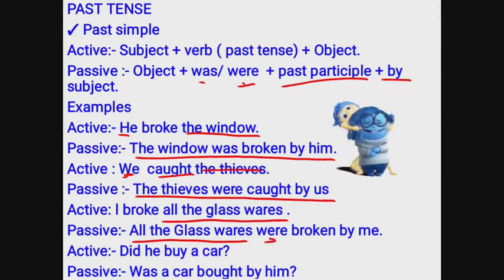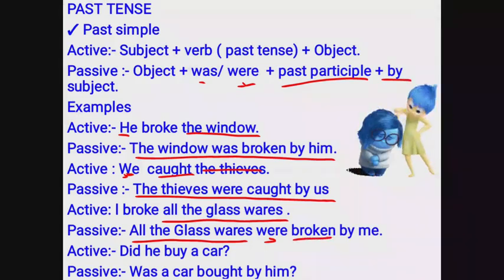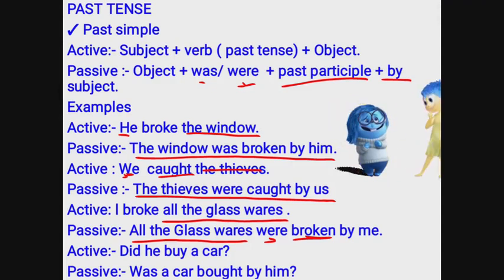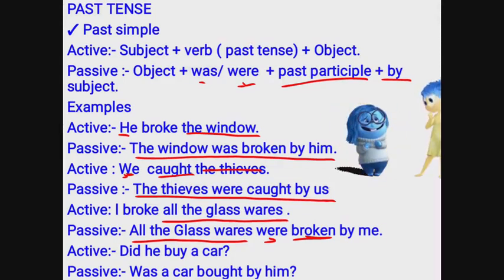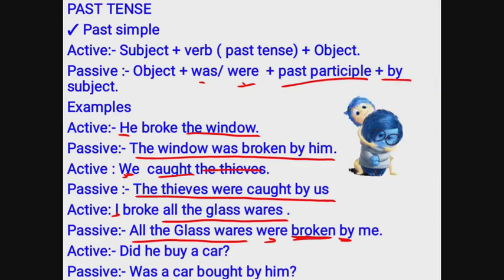Now we've taken that. What is the past participle of broke? It will become what? Broken, because if you change it down to verb, past tense, and past participle, we have break as the present verb. Past tense is what? Broke. While past participle of that is broken. So all the glasswares were broken. Always add your by before the subject. Now I will change to what? Me.